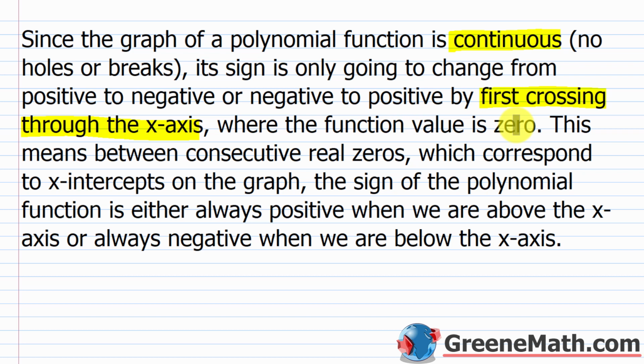So we should know on the x-axis that the y value or the function value is 0. This means between consecutive real zeros, which correspond to x-intercepts on the graph, the sign of the polynomial function is either always positive when we are above the x-axis or always negative when we are below the x-axis. So this right here is what leads to our procedure.